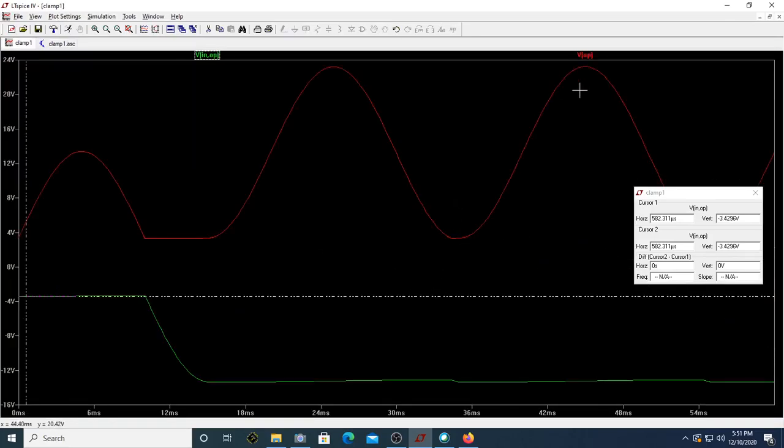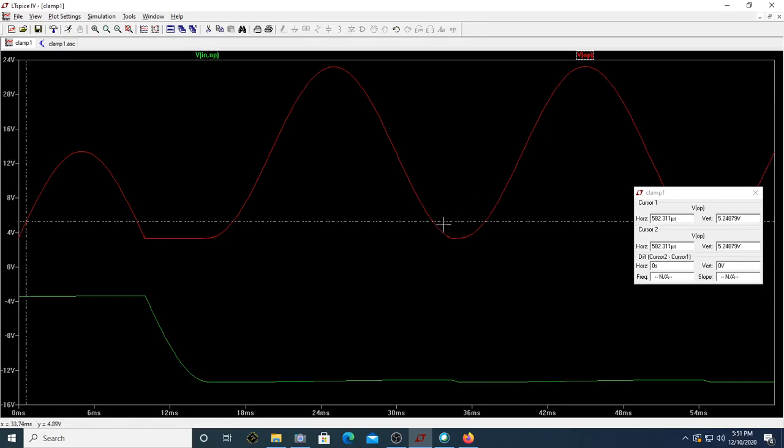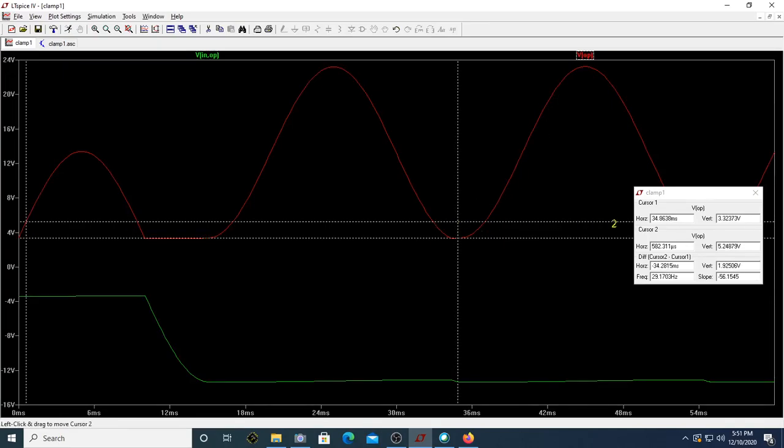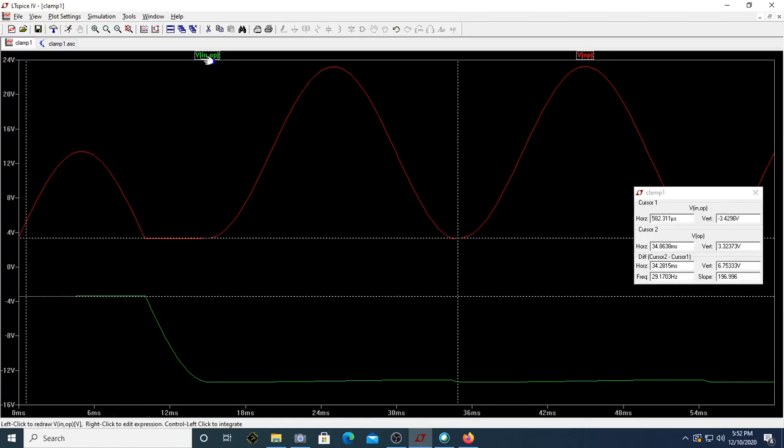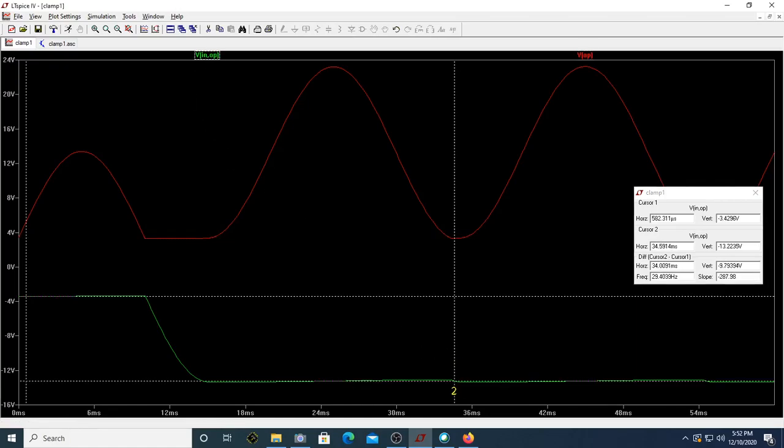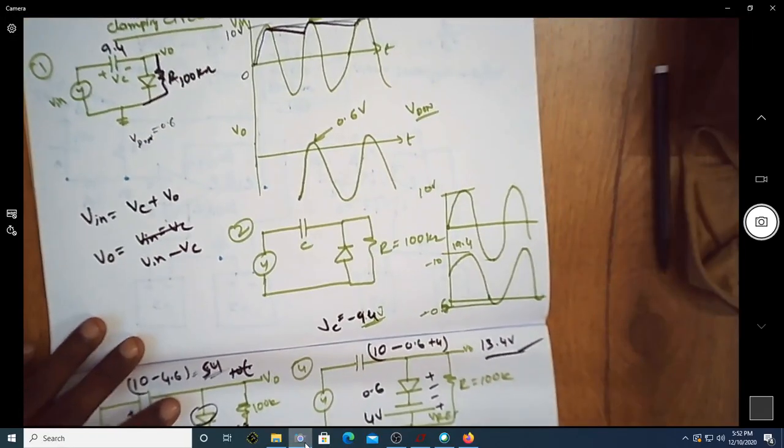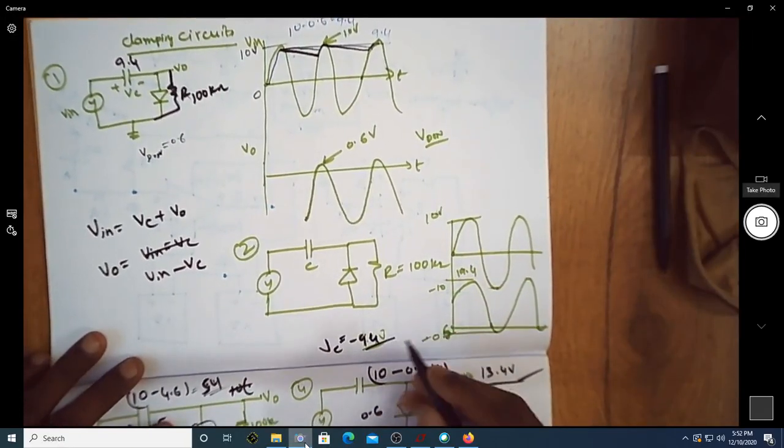See, now the red is the output voltage. If you carefully see, this is clamped to 3.3 volts. Simultaneously, the capacitor voltage is now at minus 13 volt. We know that in the earlier case, have a look at it, the capacitor voltage was minus 9.4.